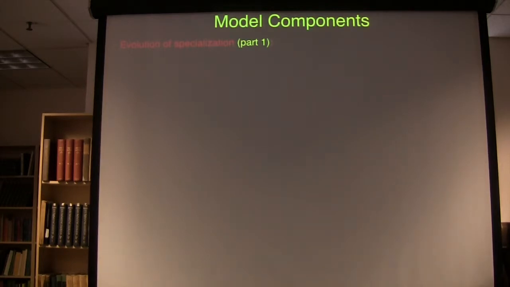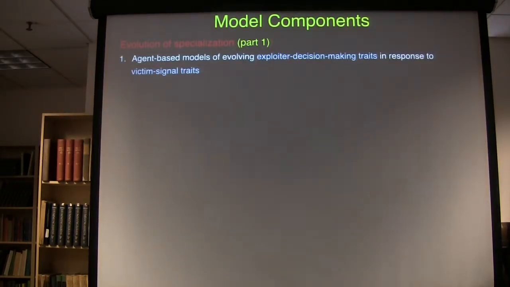The red's not showing up very well, but the model components, firstly in asking questions about the evolution of specialization, we used agent-based models of evolving exploiter decision-making traits. So each of our individuals was a little neural network in a computer, and it could evolve. And it evolves in response to the signal that's coming in, and it looks at the signal, and the evolution says, use this or don't use this. So ahead of time, we don't know whether to tell it to use it or not, and so we use genetic algorithms to address this problem.